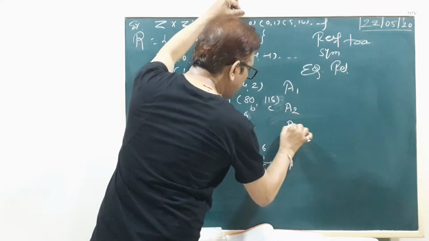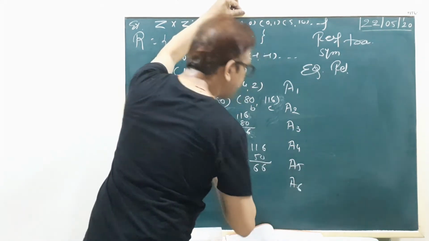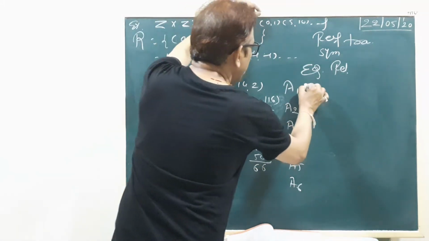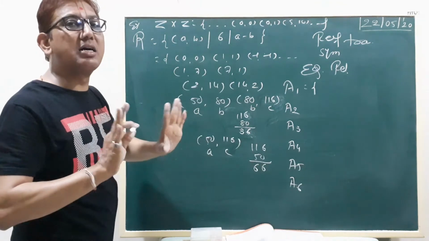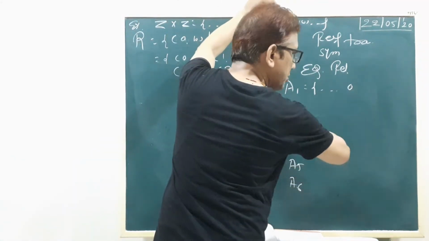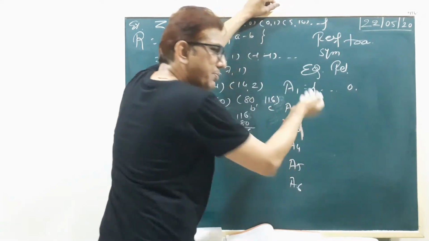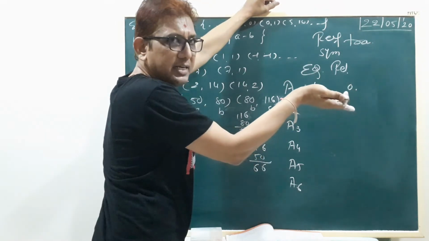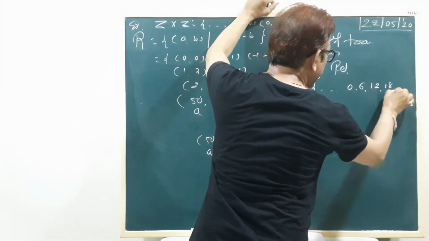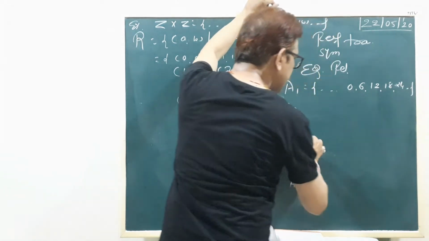A1, A2, A3, A4, A5, A6, because here we divide by 6. Okay. Now for A1, start with any number. Generally we start here with 0. So 0, now adding 6. On the right side we add 6, on the left side we subtract 6. So addition of 6: 6, 12, 18, 24, and so on.